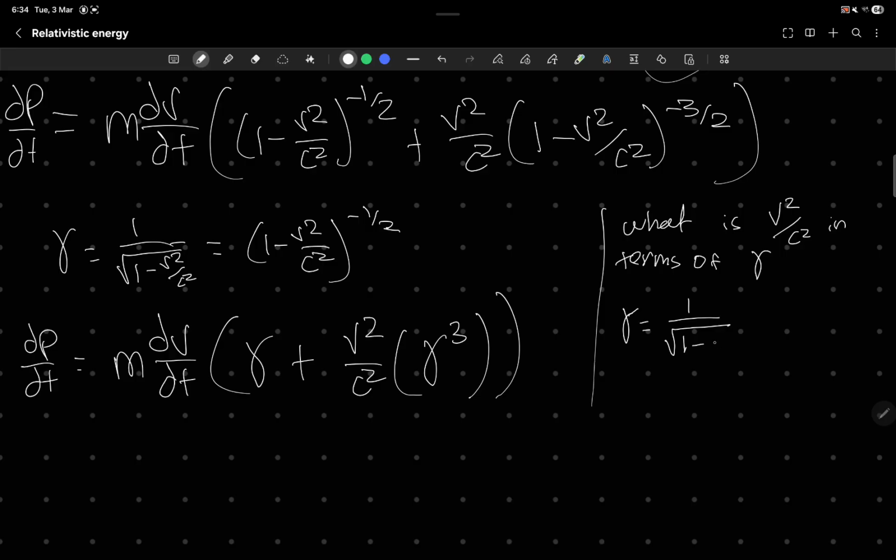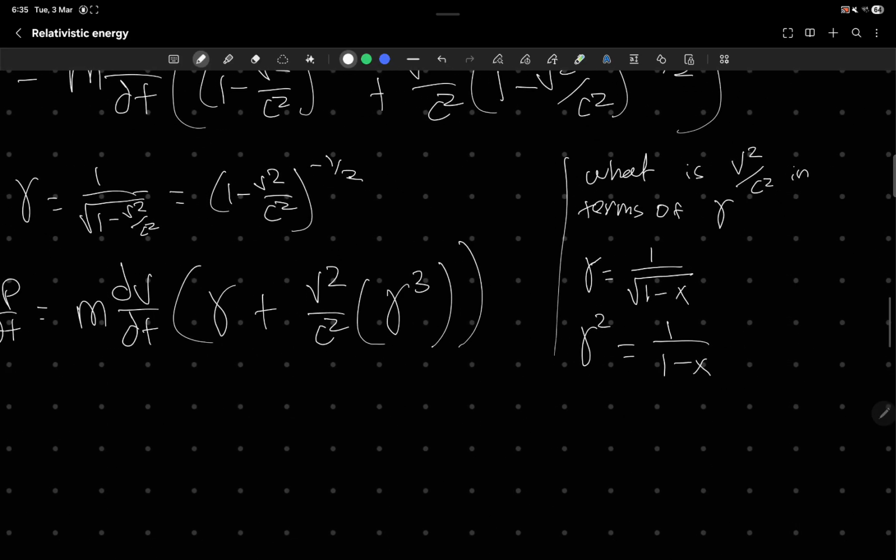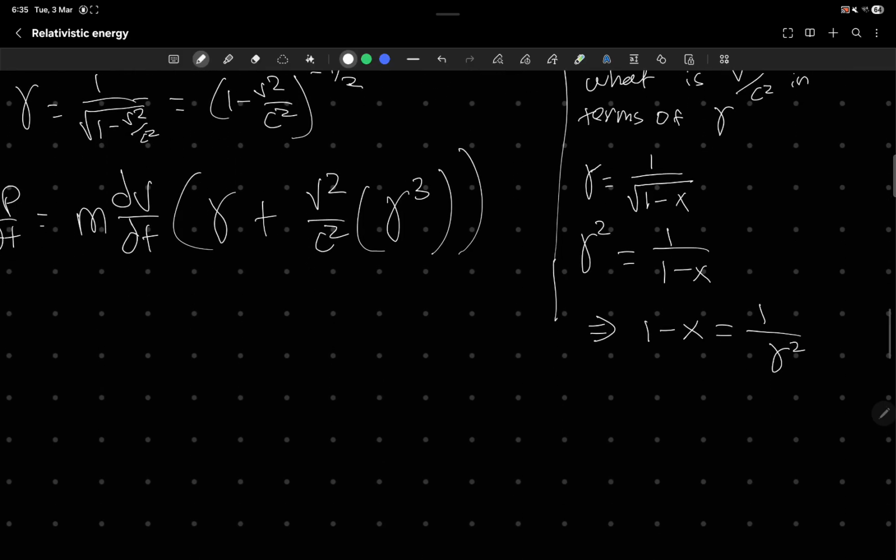So actually notice how in our equation for gamma, we have gamma equals 1 over the square root of 1 minus v squared upon c squared, right? So what if I just said let x equal v squared upon c squared? In that case, we're just going to have 1 minus x. And so if we go ahead and square both sides, gamma squared equals 1 over 1 minus x. And then swap gamma squared and 1 minus x. Then we're just going to get 1 minus x is equal to 1 over gamma squared. And therefore x will just be equal to 1 minus 1 over gamma squared.